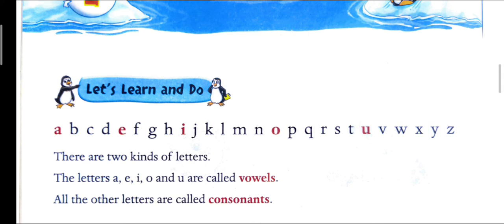Okay. So what are vowels? A, E, I, O and U. These are called vowels.